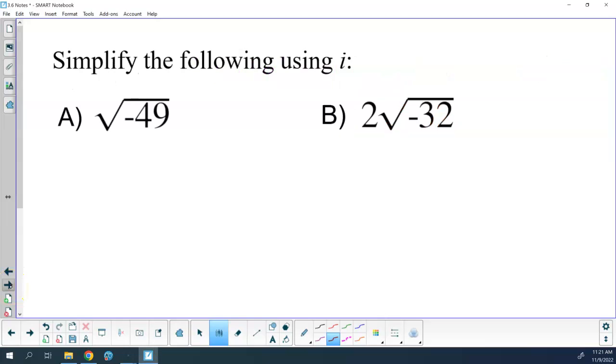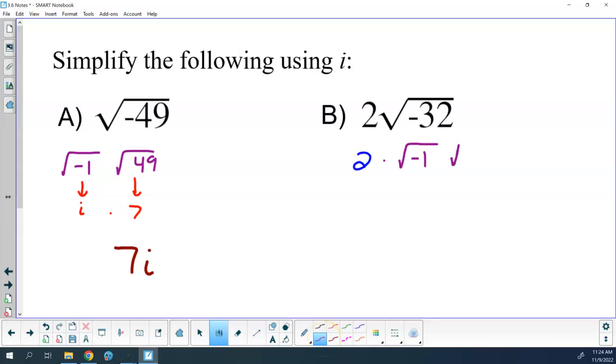Try those two. Simplify those two. So the square root of -49 would be the square root of -1 times the square root of 49. 49 is itself a perfect square. It's the square root of 7. So this one would just be 7i. Agree?